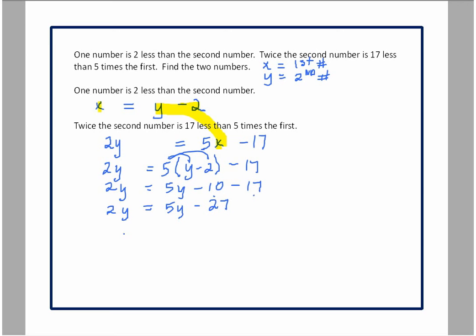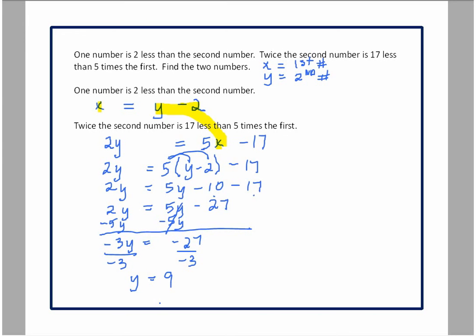The next step, we want to get the y's on the same side, so I'm going to take them to the left. I'm going to subtract this 5y to the left side here. So 2y minus 5y gives me a negative 3y. And 5y minus 5y is 0, so we have just a negative 27 on the right. To solve for y, I'm going to divide both sides by negative 3. So negative 3 divided by negative 3 is 1, so that just leaves us with y. And negative 27 divided by negative 3 is a positive 9.